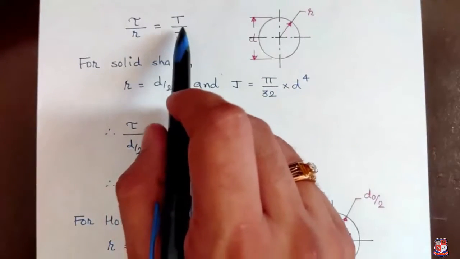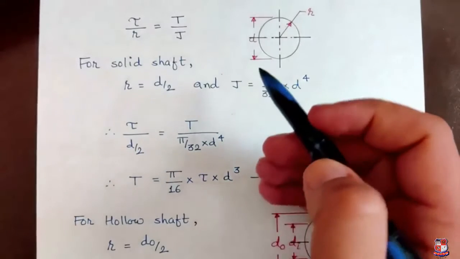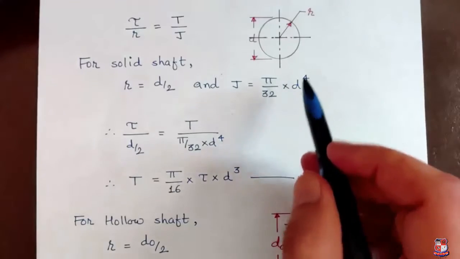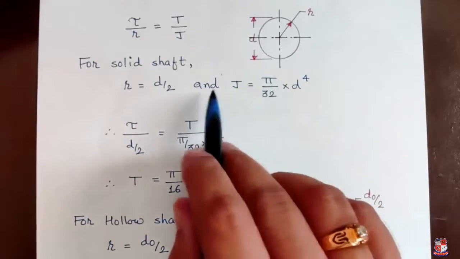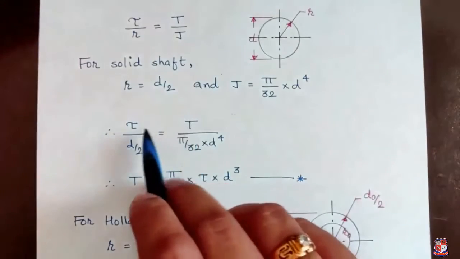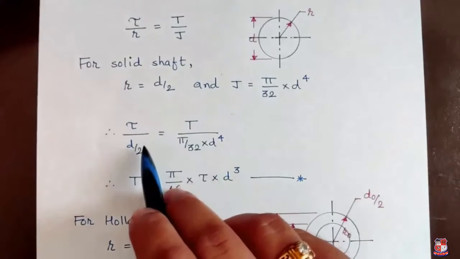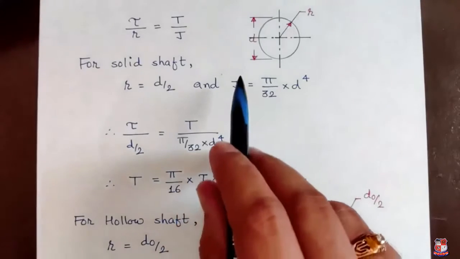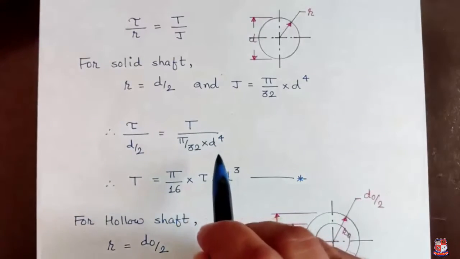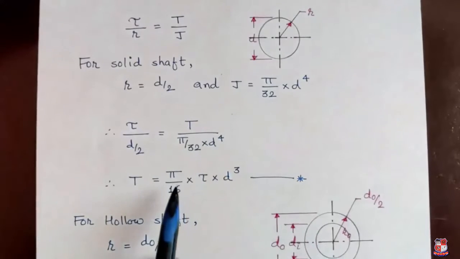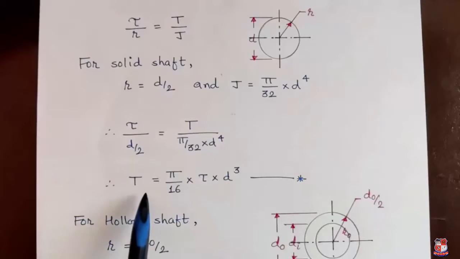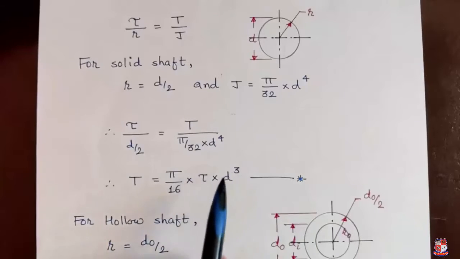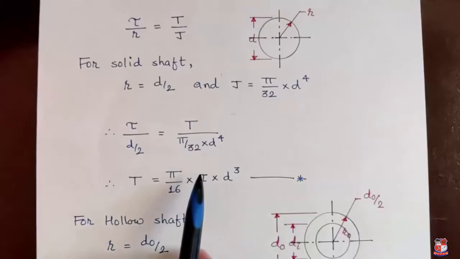And J is polar moment of inertia. For any circular section, J will be equal to pi by 32 into d raised to 4. Now let us put these values in this equation. So tau by r, that is d by 2, is equal to capital T by J, and J is pi by 32 into d raised to 4. By simplifying this equation, we will get capital T, torque, is equal to pi by 16 into tau into d cube. Here tau is the permissible stress.